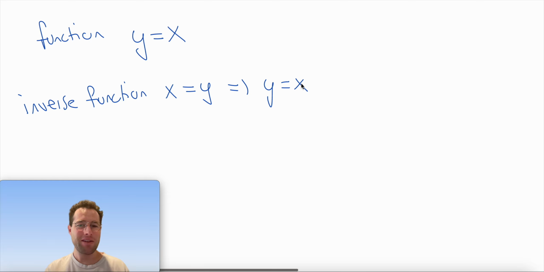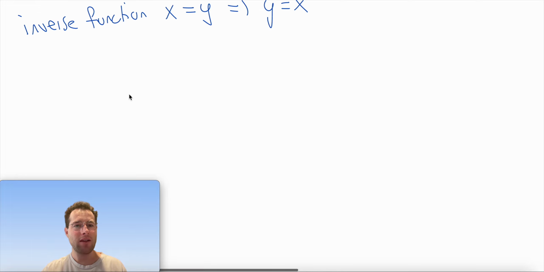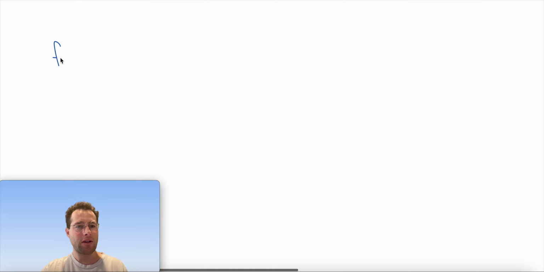And in this example, it's a little hard to see why one is the original function and one is the inverse function because they're essentially the same function. But let's look at how this might change and we can see a little bit more of a distinction here. Let's say that instead of being given the function y equals x, we're given the function y equals x plus 2, and we want to find the inverse function.